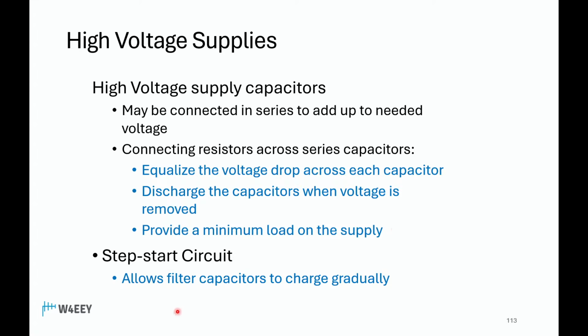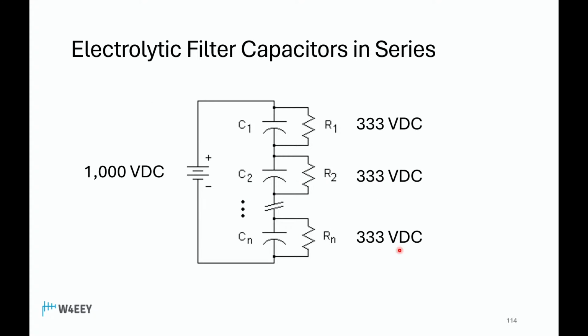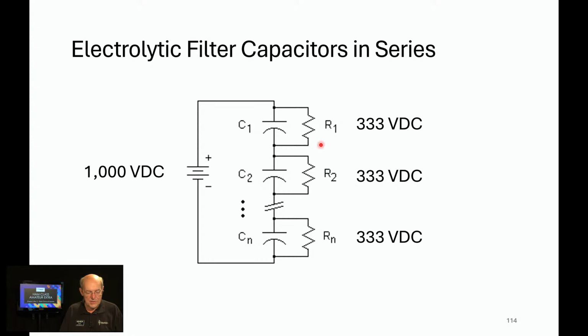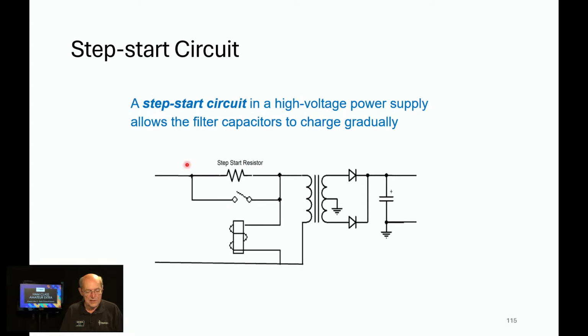And then there's something called a step start circuit. When you first turn on a power supply like this, there can be a large inrush current which could blow fuses, okay? So a step start circuit starts it off slowly and then brings it up to full voltage. So it allows filter capacitors to charge gradually. Here's a picture of some electrolytic capacitors in series and the resistors across them. It's a picture of a step start circuit.